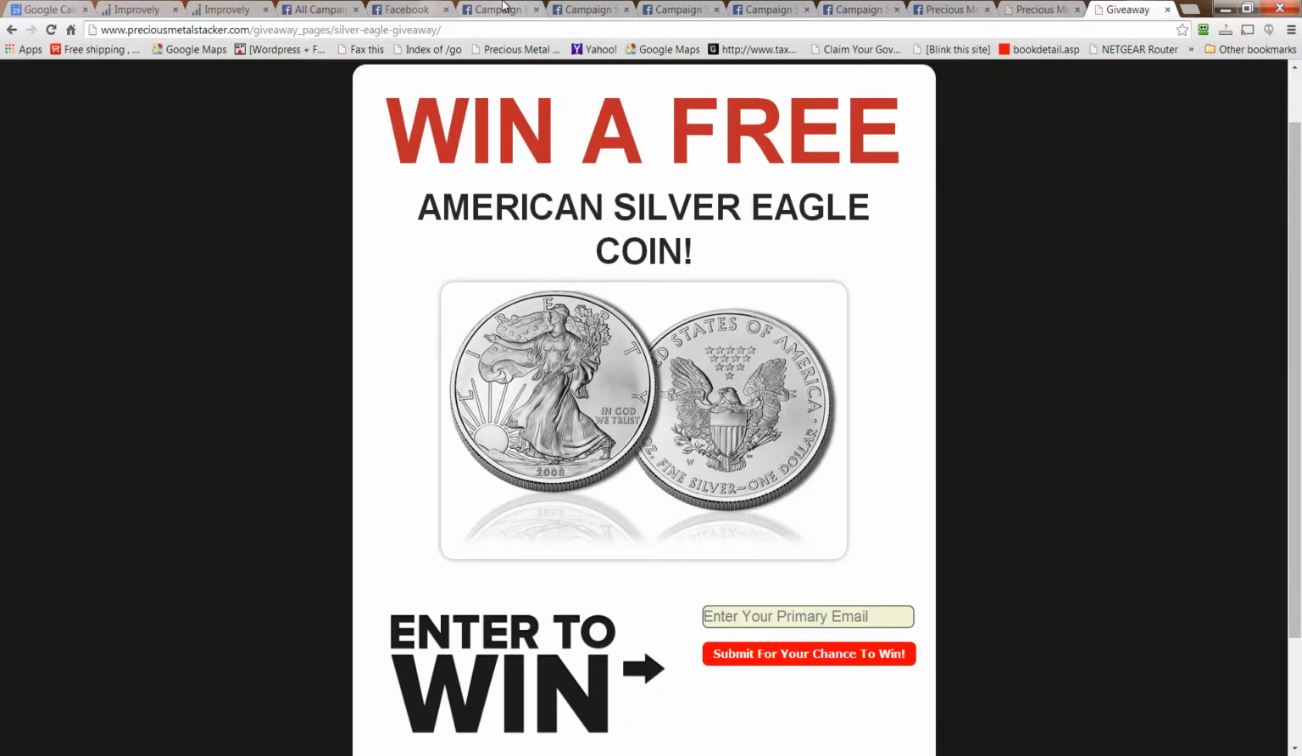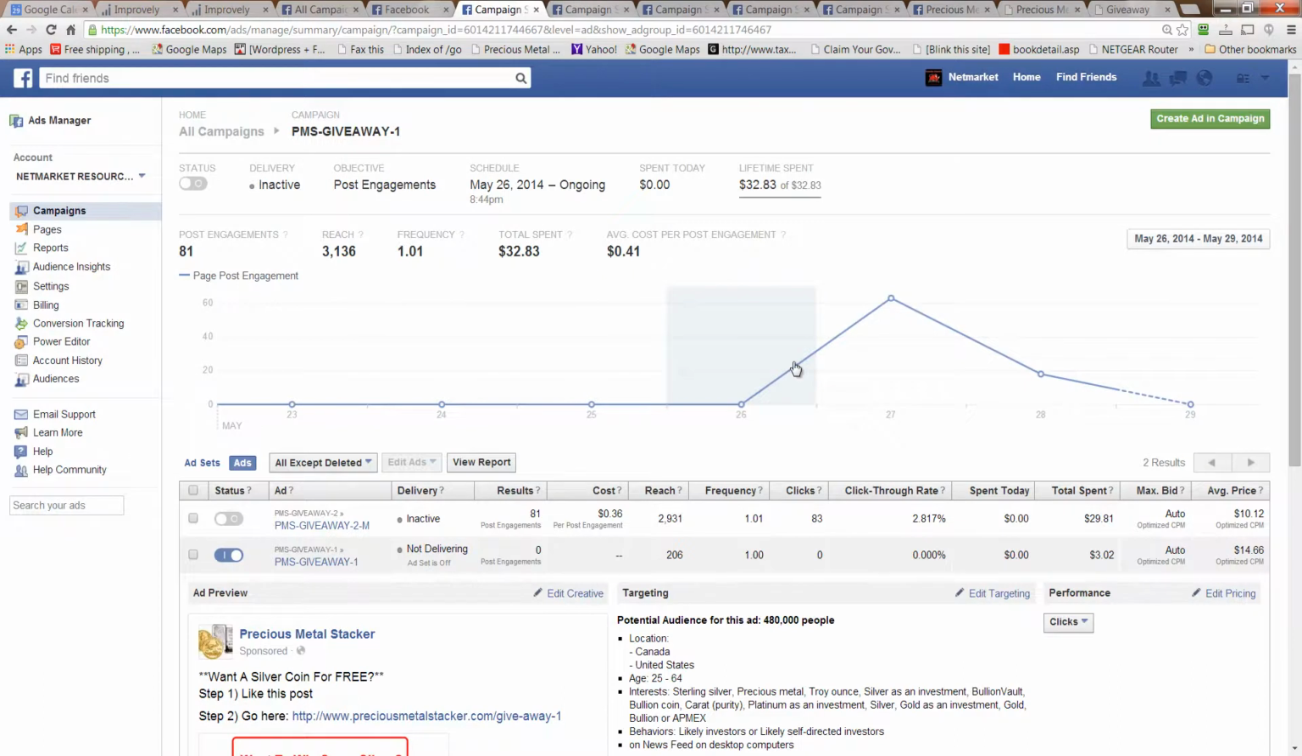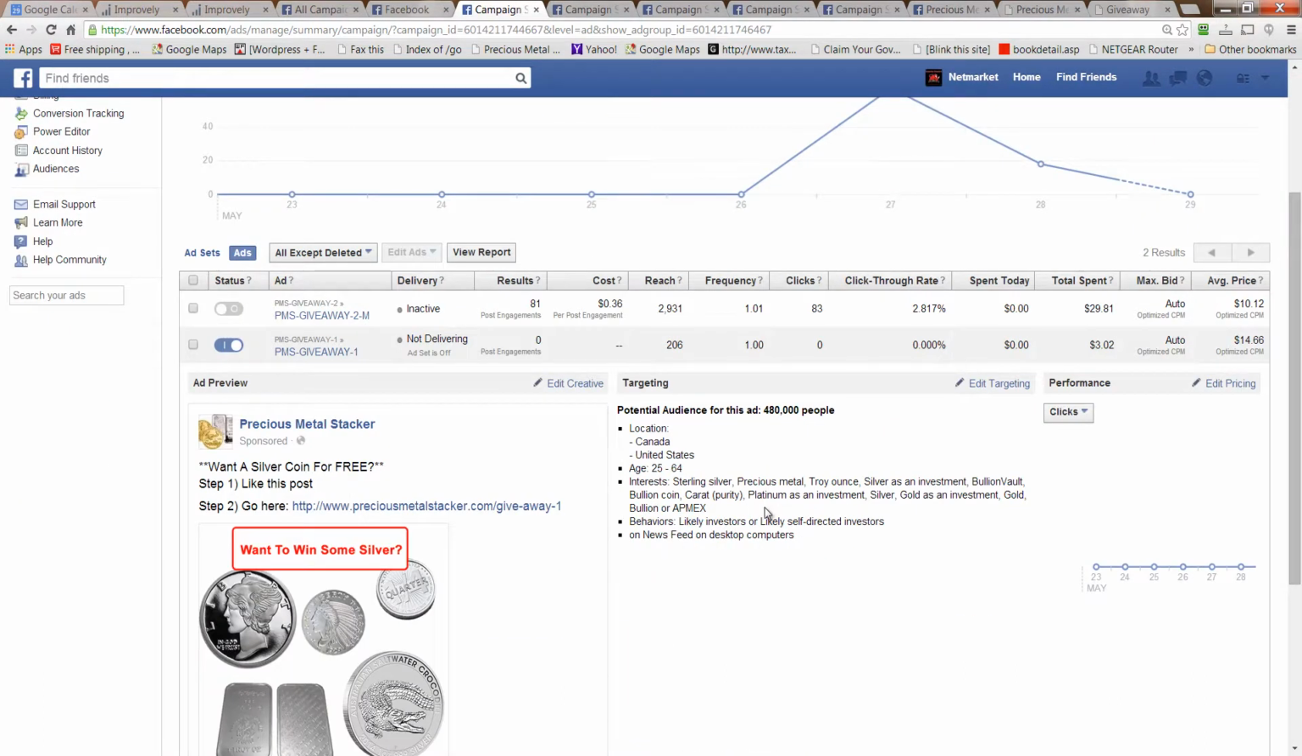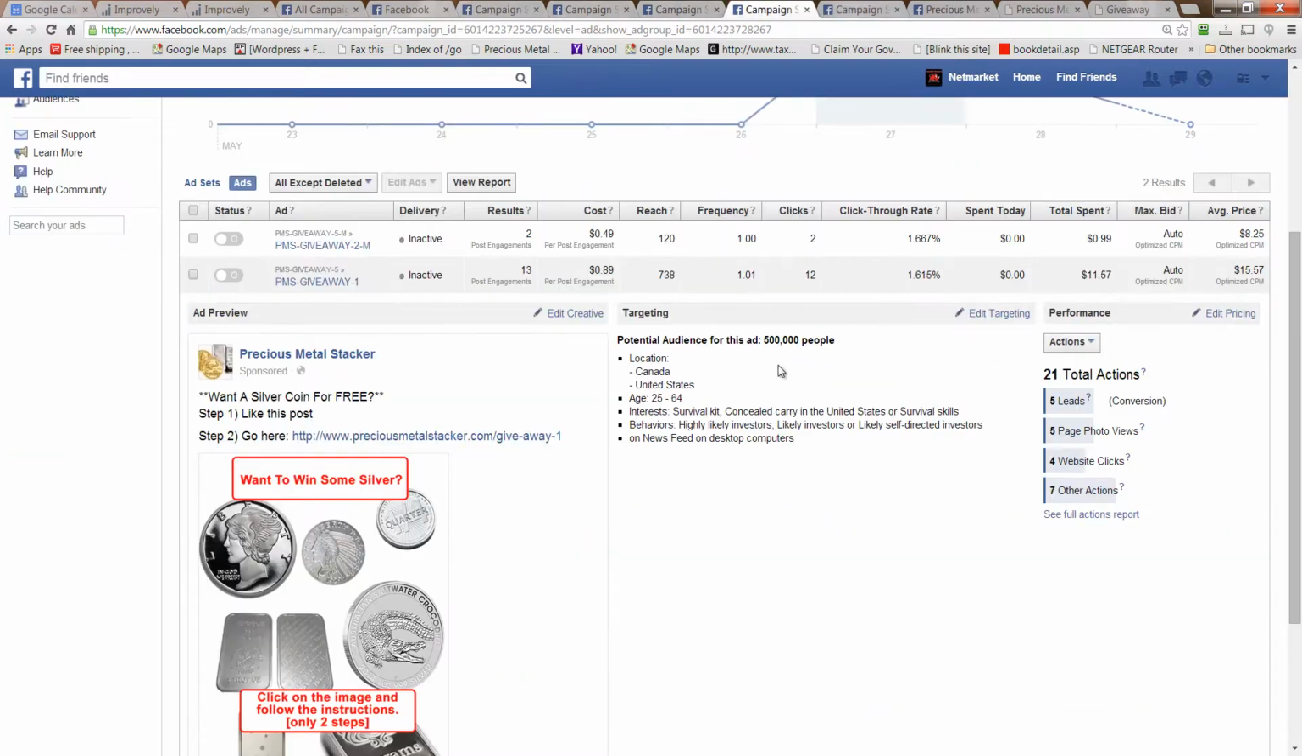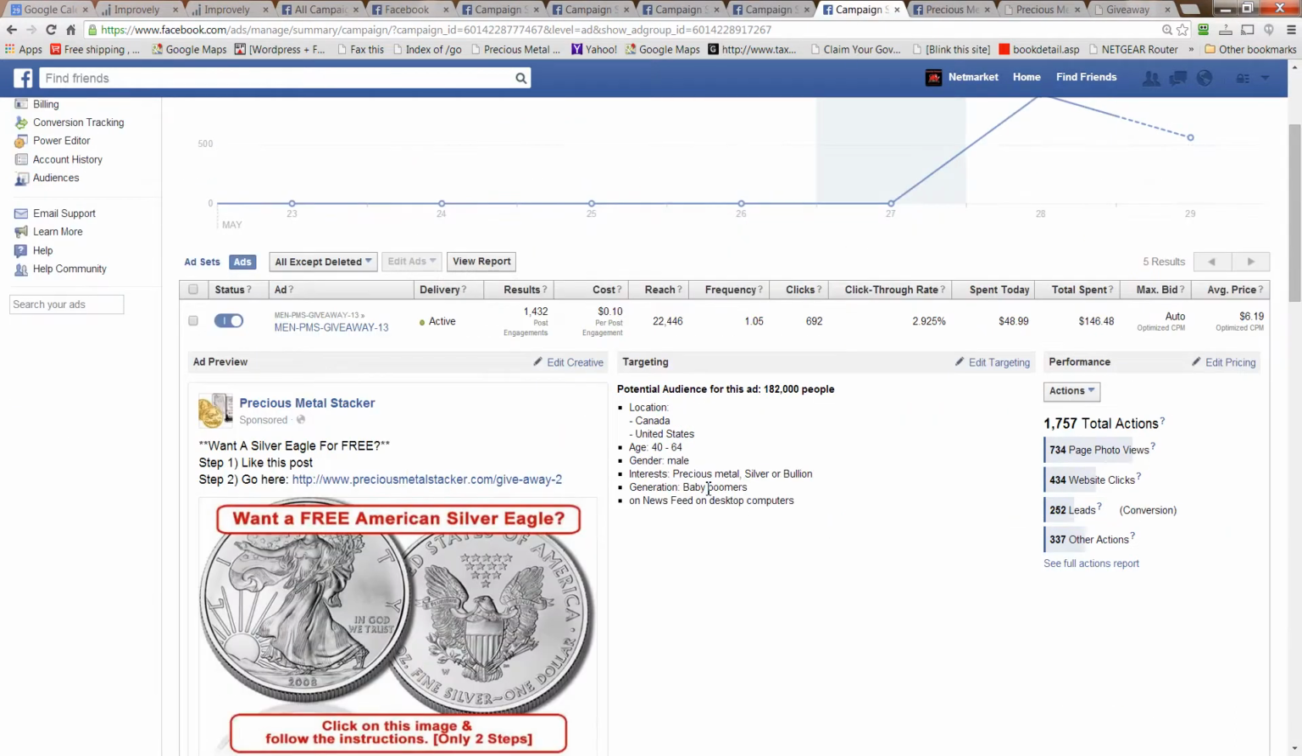So just go out there. The most important thing is split testing and layering. Layering different behaviors, interests, as well as testing different generations. And think about does your product or offer resonate with a certain generation more than another.